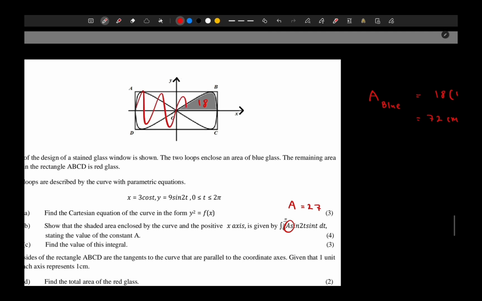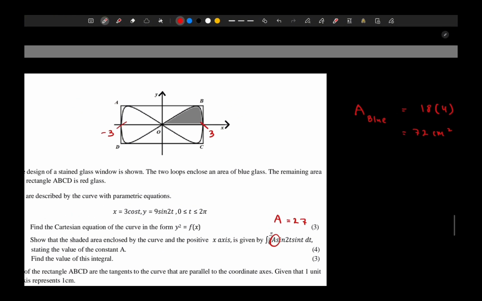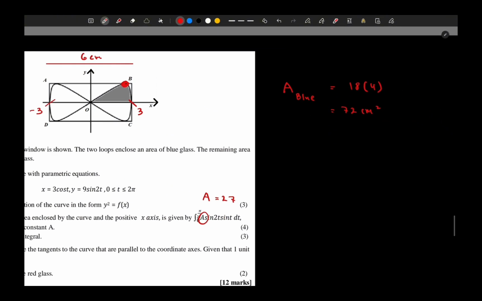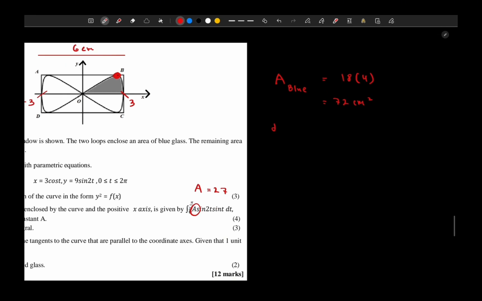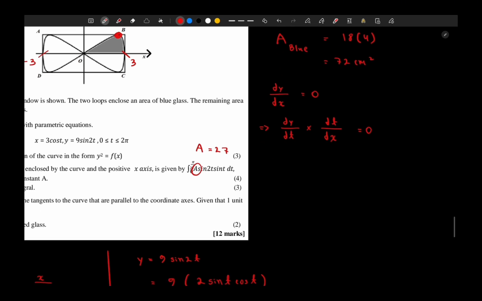Now we need to find the total area, the area of this rectangle. We know that this is 3 and this is minus 3. So this length is equal to 6 centimeters. Now we just need to find out this length. Now we know that at this point, the value of dy over dx is equal to 0. And we can write dy over dx as dy over dt multiplied by dt over dx equals 0.